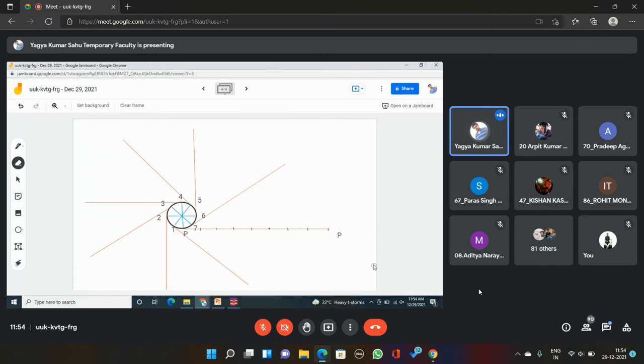Okay, this is the last point P. Write down the name of these points also. So I am writing this 1 dash, 2 dash, up to 7 dash. Okay.